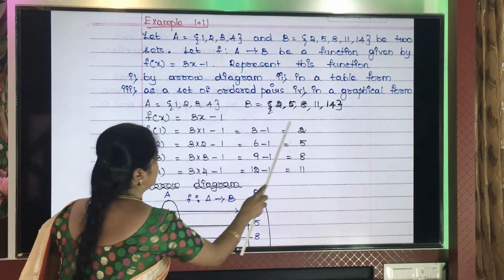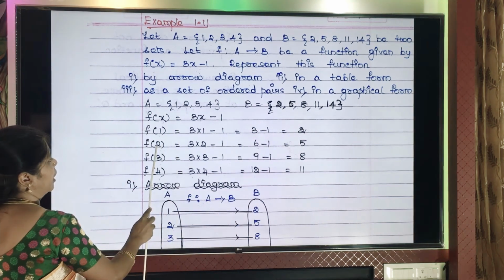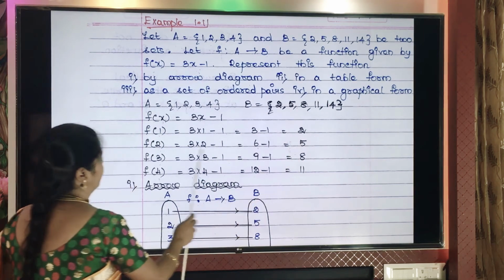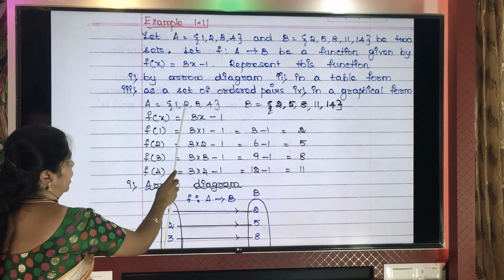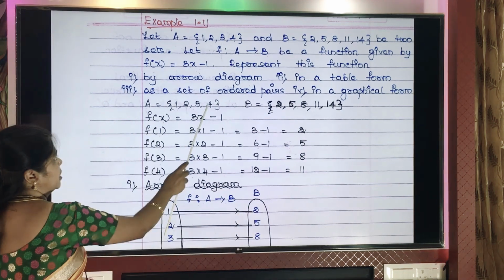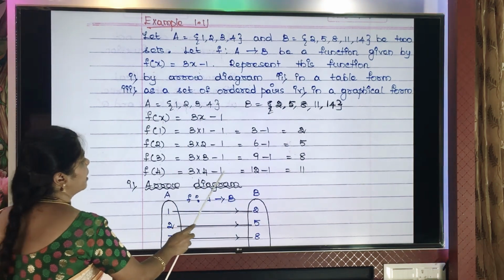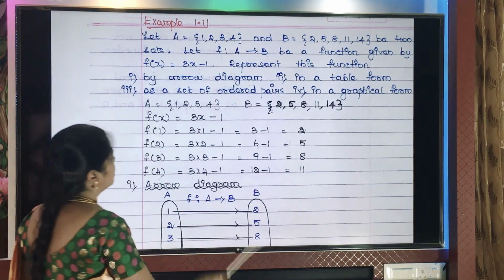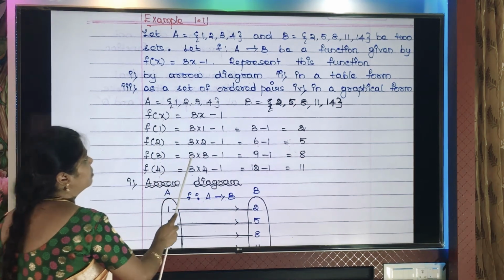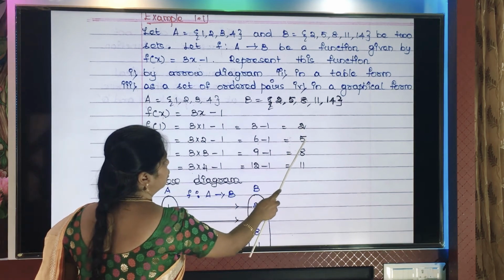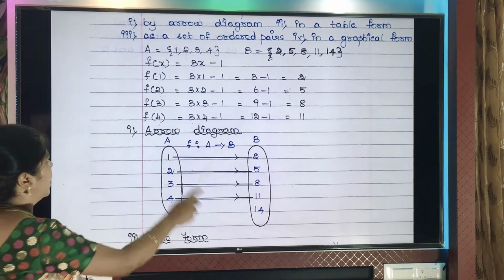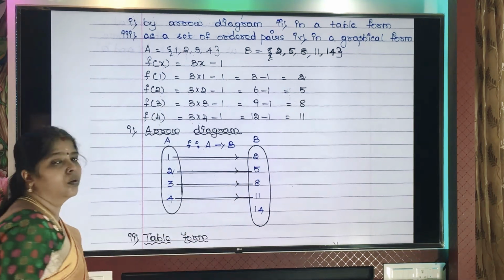3 minus 1 is 2. Next you take 2. F of 2 will be 3 into 2 minus 1. 6 minus 1, 5. For 3, 3 into 3 minus 1. 9 minus 1, 8. Next for 4, 3 into 4 minus 1. 12 minus 1, 11. So while substituting the 4 x values 1, 2, 3, 4, you are getting the output as 2, 5, 8, 11. Now, keeping this, let us see how to represent.